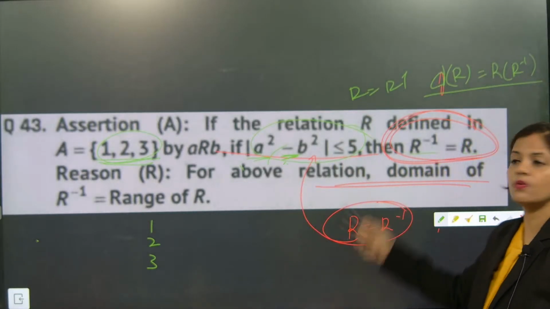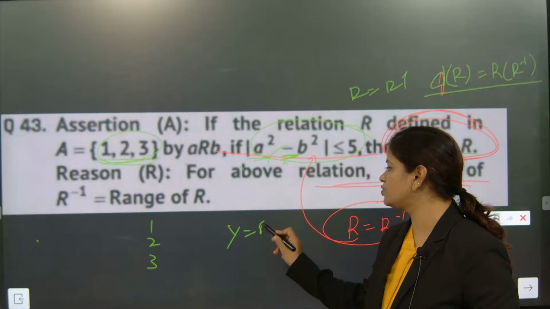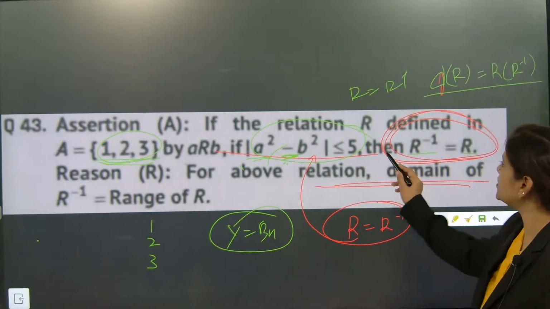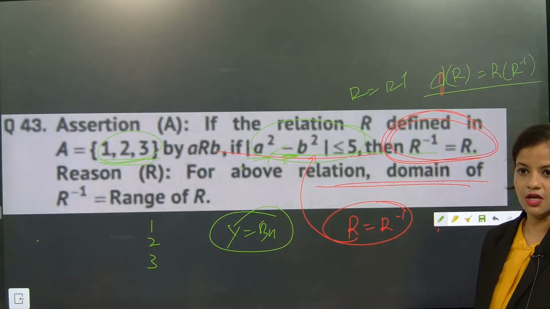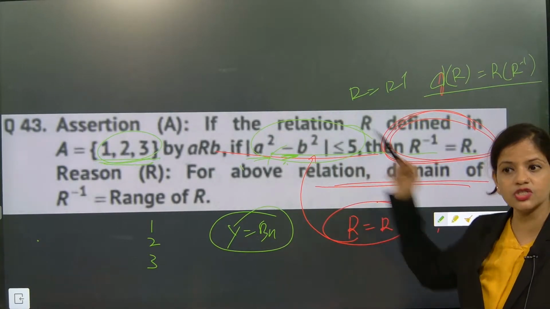Always R will not be equal to R inverse. In all situations, when you write y is equal to 3x, is R equal to R inverse? No. For this situation, R is equal to R inverse. So the reason should say why R is equal to R inverse in this situation.